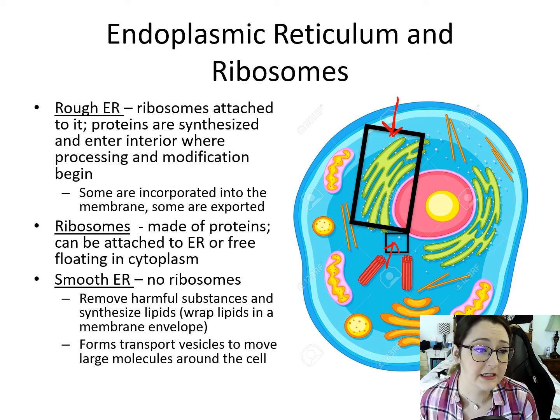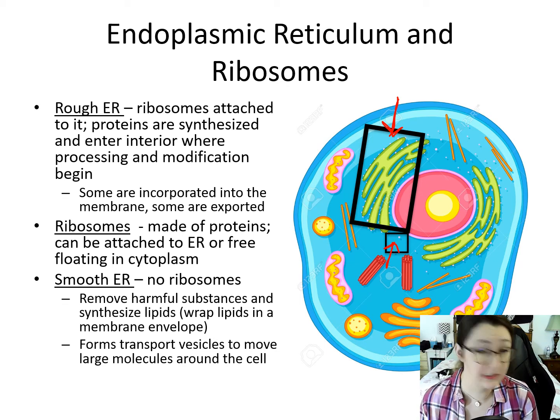Proteins are going to be synthesized and enter the interior where processing and modification begin. Some are incorporated into the membrane while some are exported, and this is talking about the ribosomes specifically. Ribosomes themselves are made of proteins, and they can be attached to the ER or are free floating in the cytoplasm like we see in this graphic.